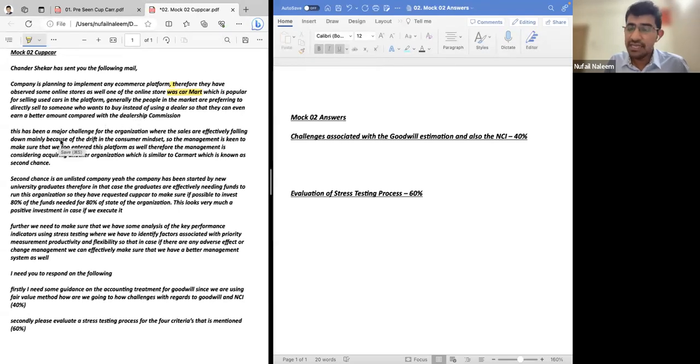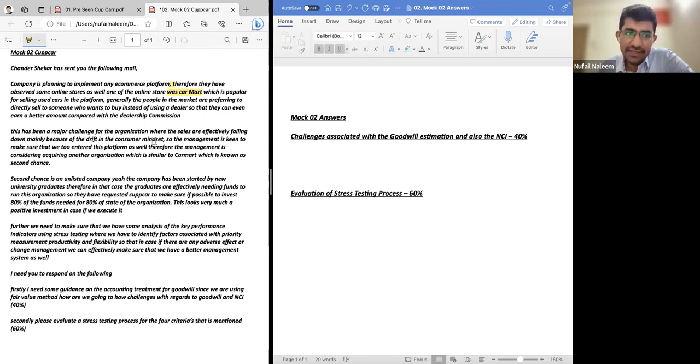This has been a major challenge for the organization, where the sales are effectively falling mainly because of the drift in the consumer mindset. Now, that means second-hand cars: people are not coming to a dealer and selling it. They're directly selling it through the online store. There's a drift in the consumer mindset. So, the management is keen to make sure that we too enter this platform as well.